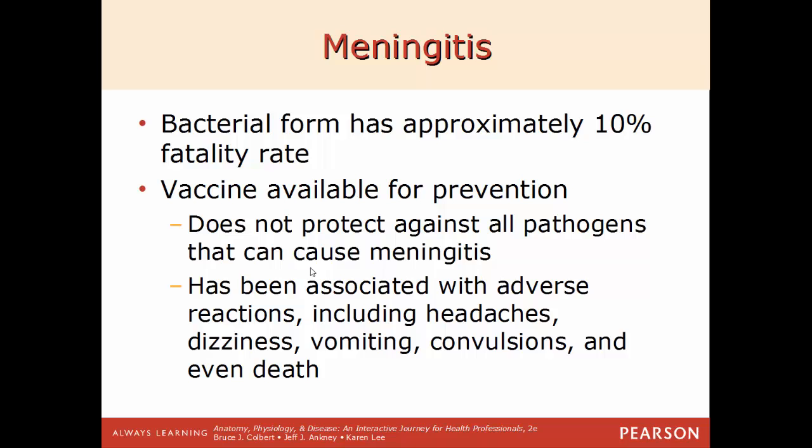Now, there is a vaccine that is available for prevention, but it does not protect against all pathogens that cause meningitis. Because remember, there are multiple ways to get meningitis. It could be viral, it could be bacterial. The vaccine has also been associated with headaches, dizziness, vomiting, convulsions, and even death. So yes, there is a vaccine available for meningitis, but the side effects may not be worth it, or it may not prevent all types of meningitis from developing. So it may be worth it, it may not be worth it.